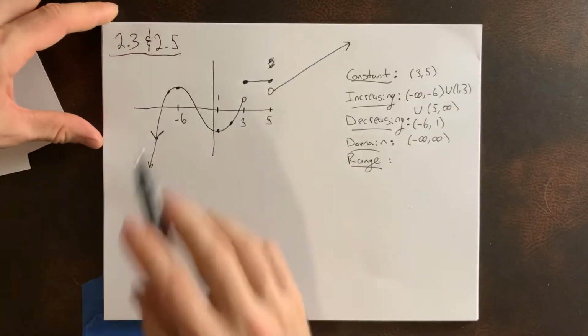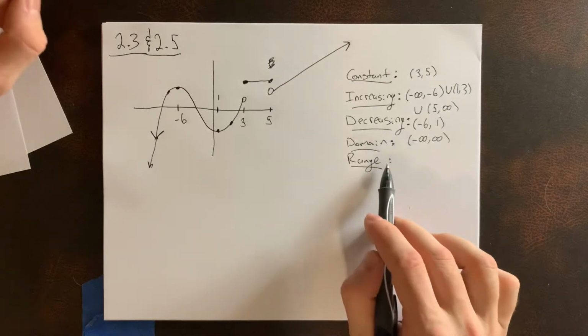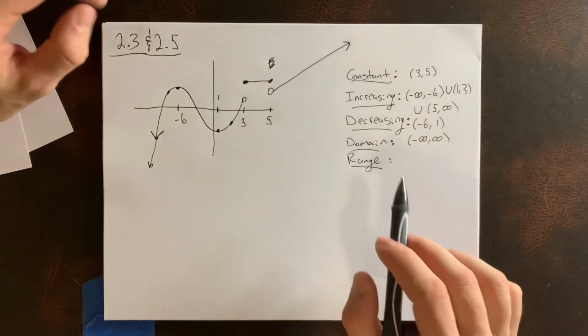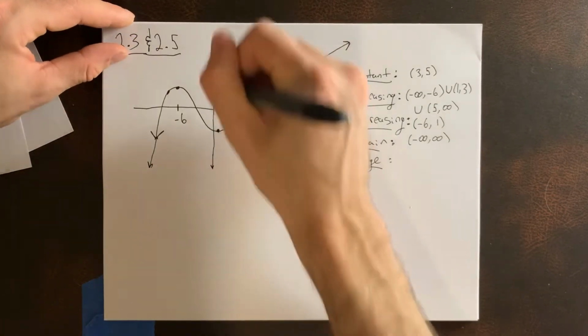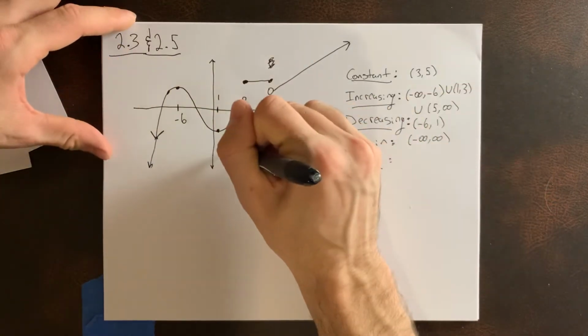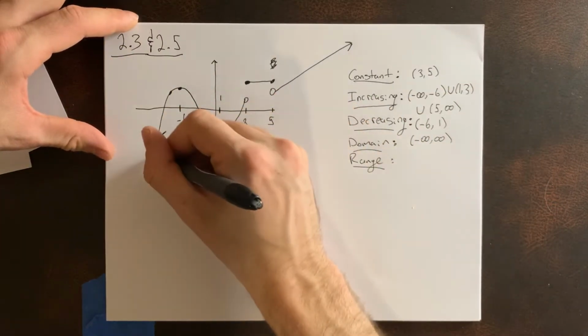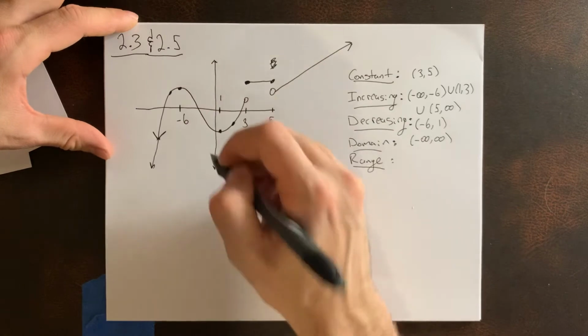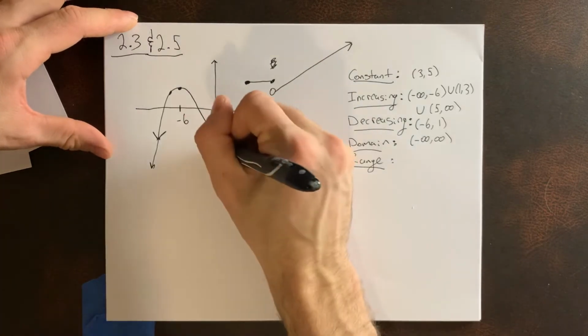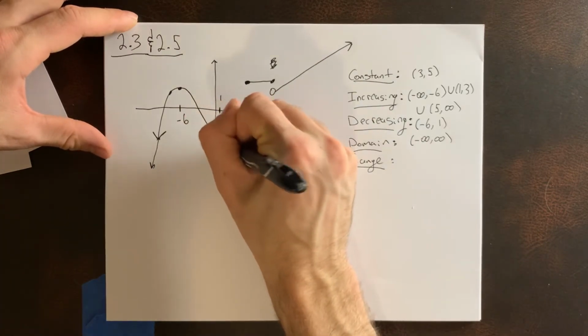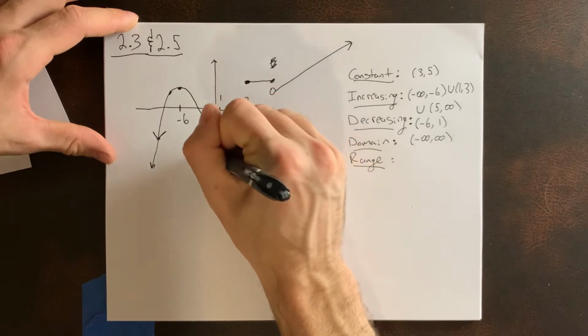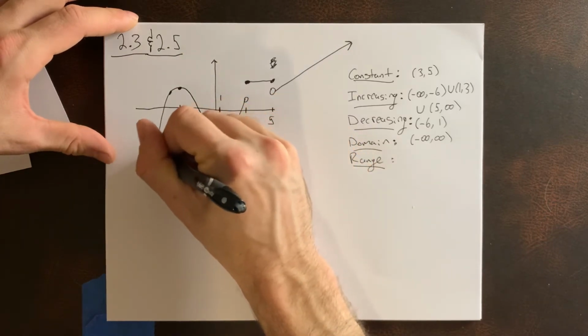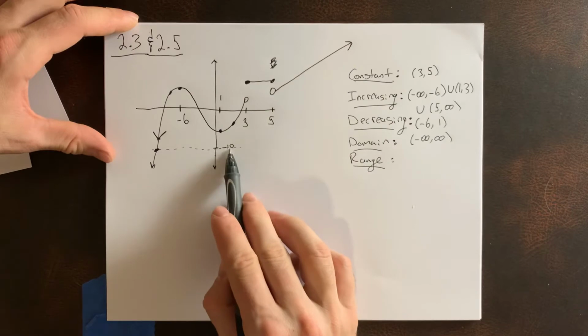So every x value has a point on the graph. Now a range is all the y values. So an easy way to find the range is, here's the y-axis. If you can draw a horizontal line and touch a point on the graph, then that means that y value is in the range. For example, let's just call this minus 10. We can draw a horizontal line through minus 10, and we touch the graph right here. So that means minus 10 is in the range.